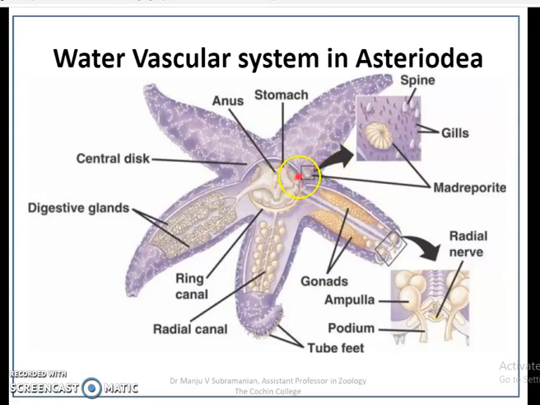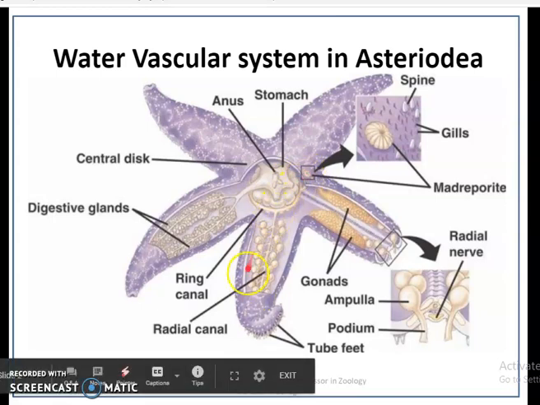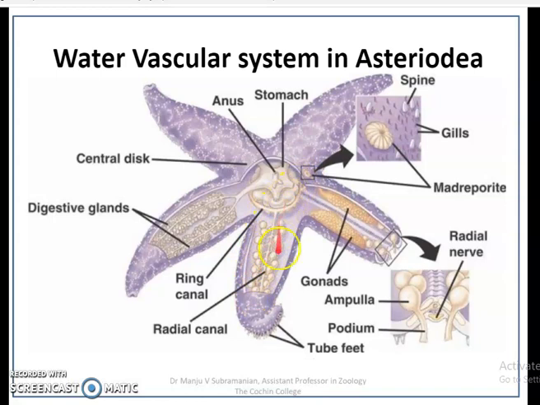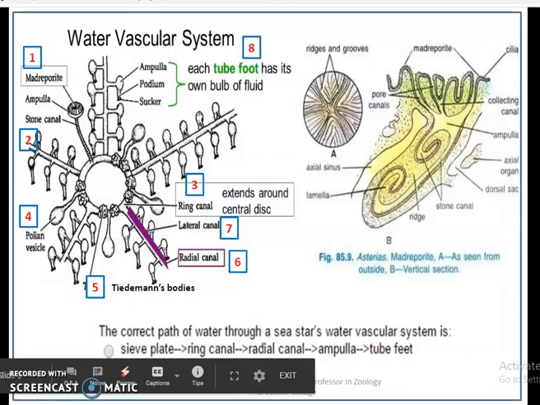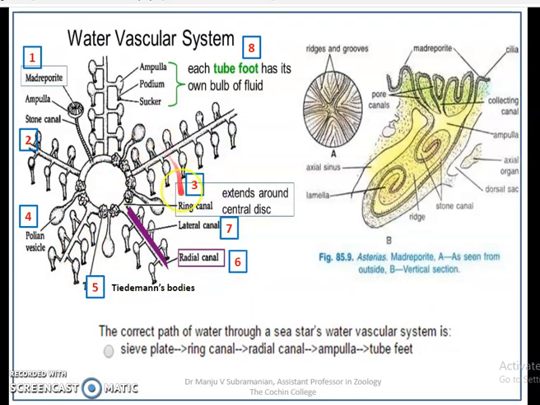The water enters this madreporite, and the madreporite is also called a sieve plate, which acts as a sieve and drains the water into the canal system. From the madreporite it reaches a canal system. This is the ambulacral canal system, and it ends in tube feet. You will now see in detail the water vascular system in starfish.